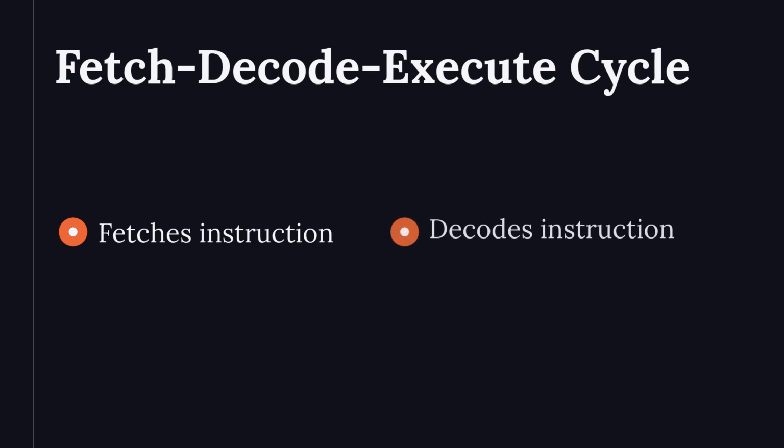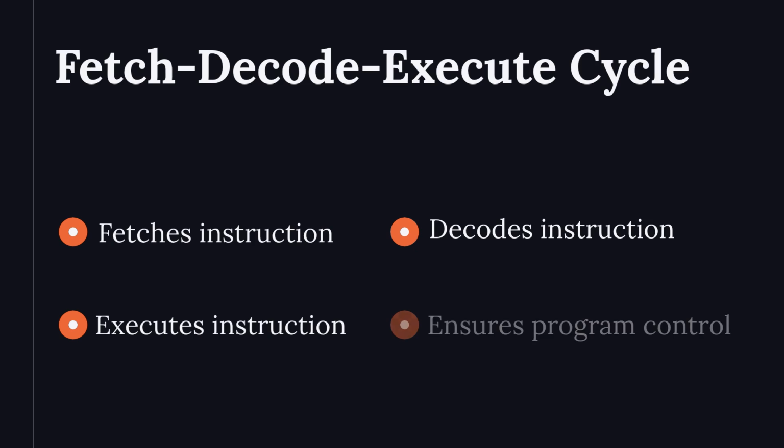Data processing follows the fetch-decode-execute cycle. The CPU retrieves an instruction in the fetch stage. The control unit decodes the instruction next. The ALU or FPU executes the instruction. This cycle ensures controlled and predictable program execution.